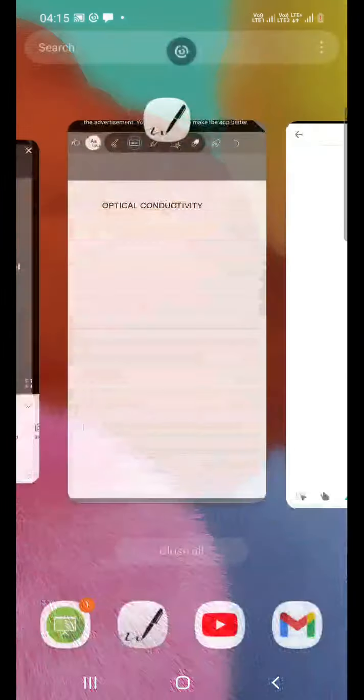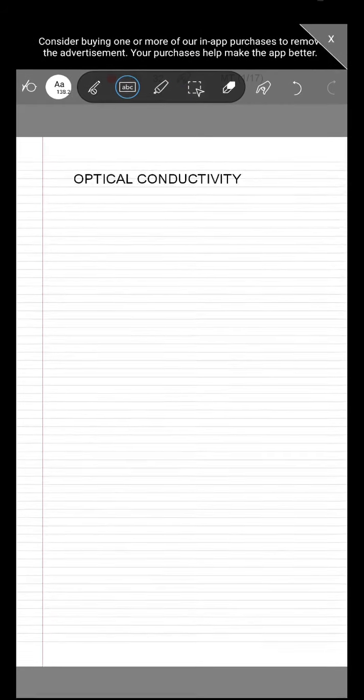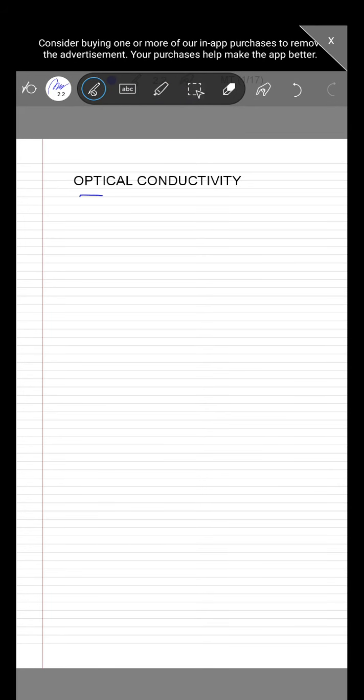Hello students, in this lecture we will talk about optical conductivity. Now, this optical conductivity can be derived quite simply from ordinary time dependent perturbation theory.